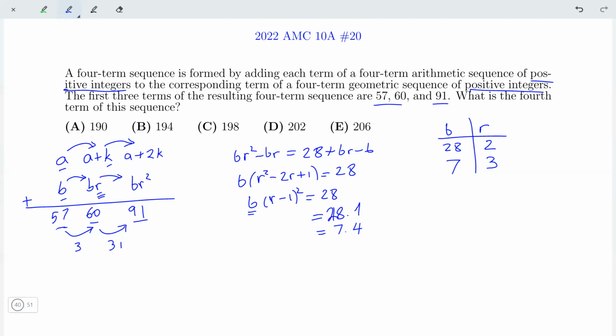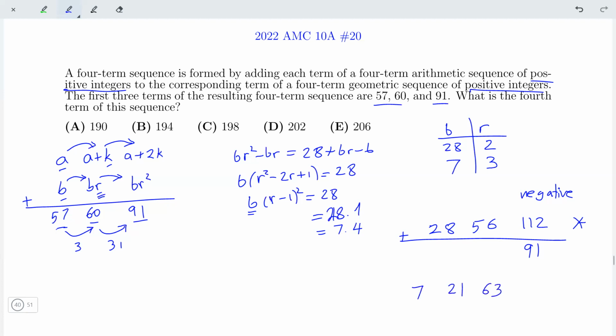So let's go back to our sequence and write the geometric sequence for these values. If b is 28 and r is 2, then the first three terms are these. Well, 112 is already past 91, so that would lead to a negative value for the arithmetic sequence, right? So the third arithmetic sequence term will be negative, which is not good. So no solution here.